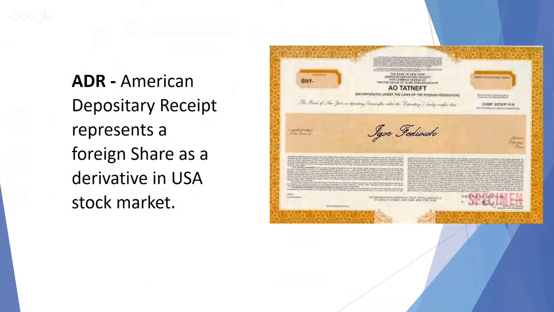Okay, let's look at the next picture. It's an ADR, American Depositary Receipt. So you can also find foreign shares on the American market, from China, from Great Britain, from Russia, etc. And this is an ADR, American Depositary Receipt, that represents a foreign share as a derivative in the USA stock market. You can trade these shares equally to shares from the American market.